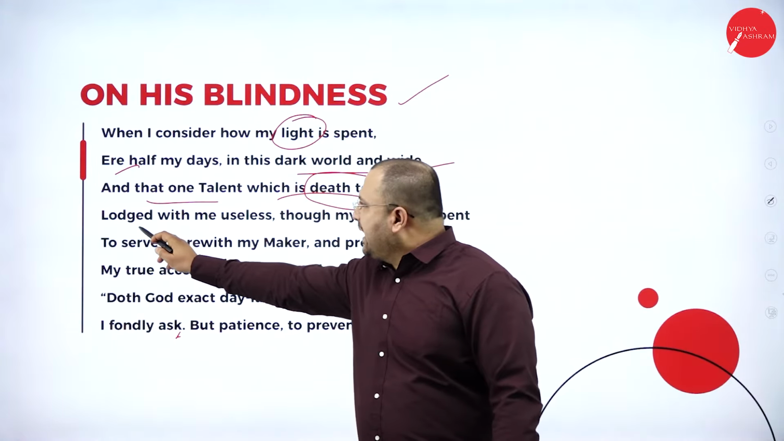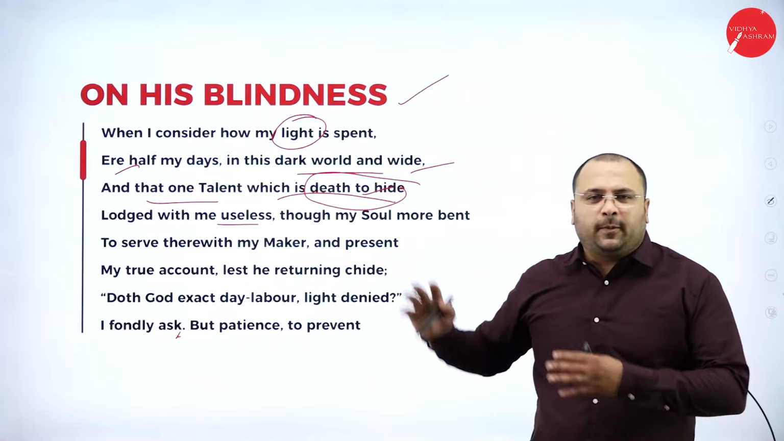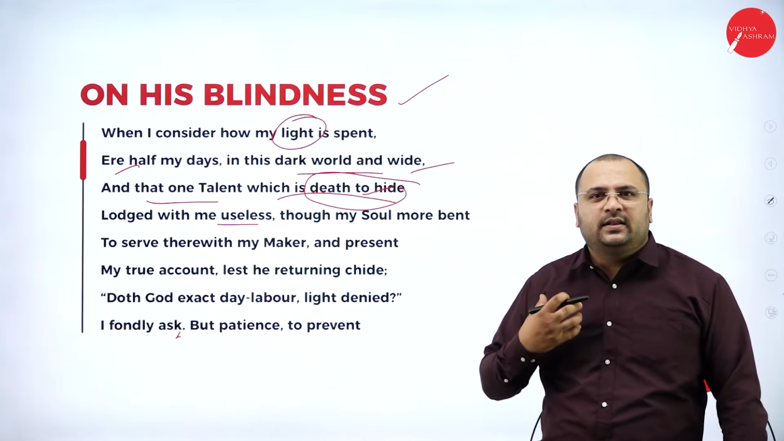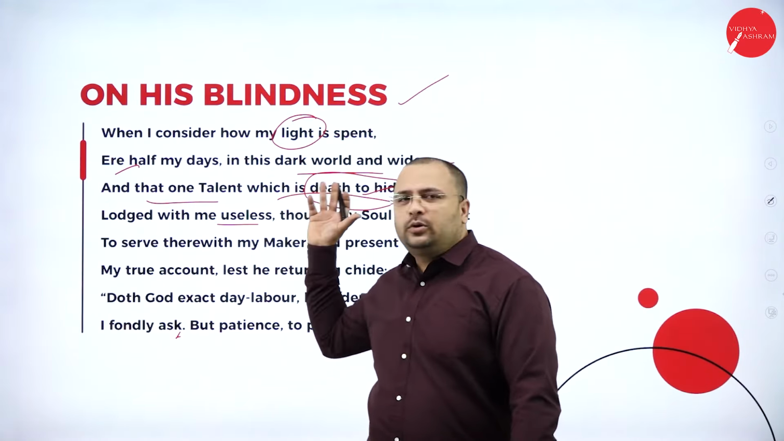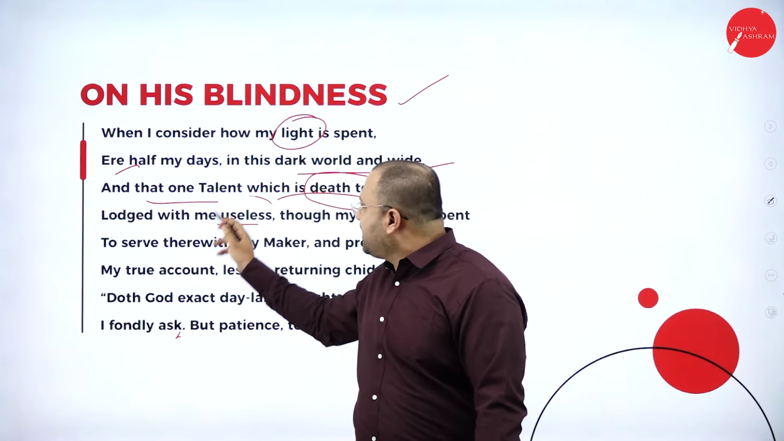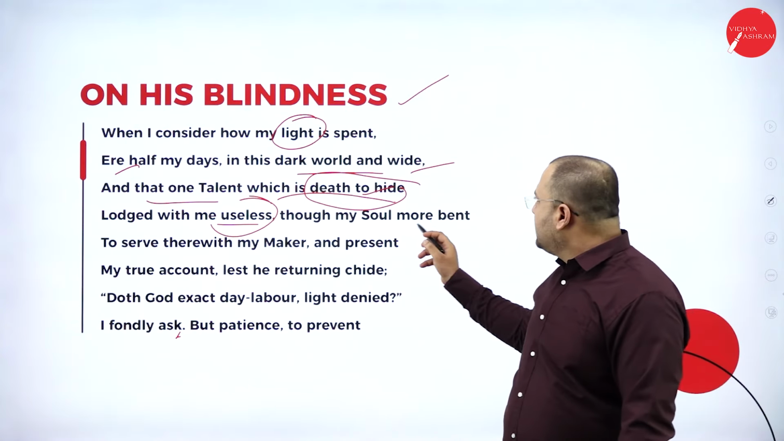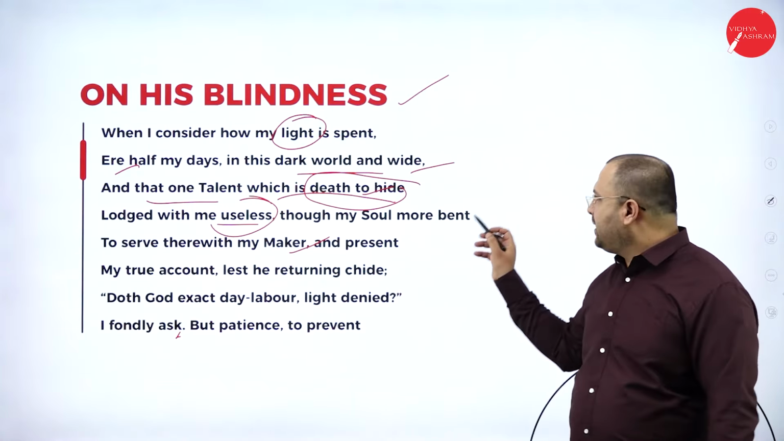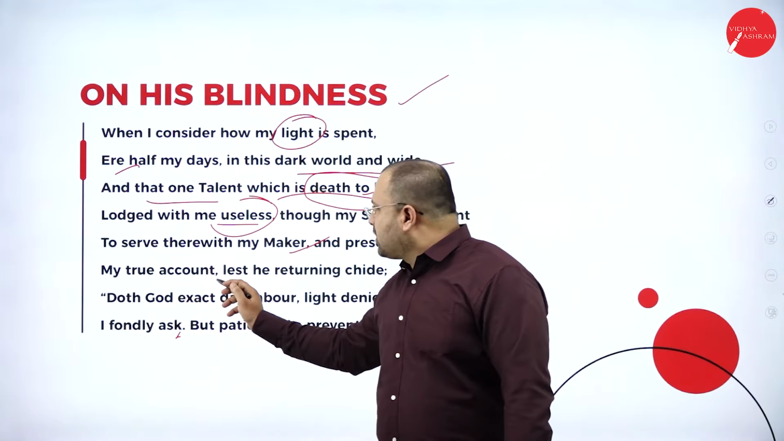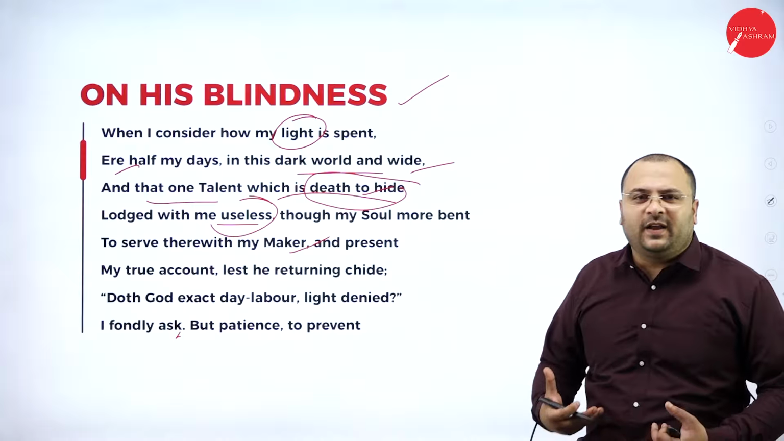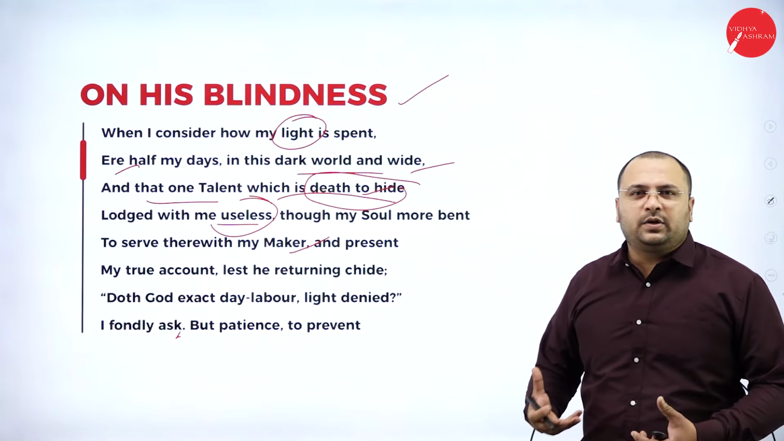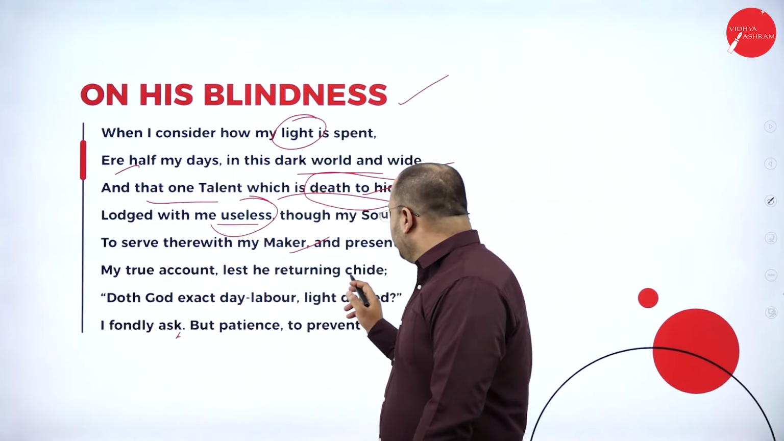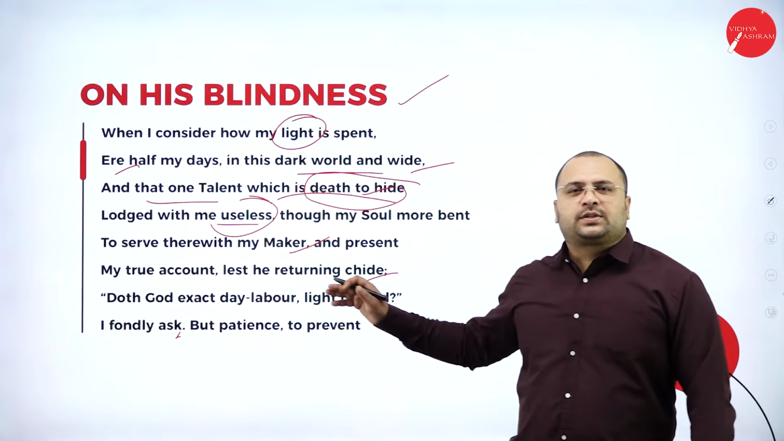He says, and that talent is lodged with me useless right now because the poet is losing his eyesight. He says, I have a talent and I don't want to hide it. If I hid it, then it is like death. But I don't want to do that. I want to use it. But now it has become useless because I'm losing my eyesight. Though my soul is more bent to serve therewith my Maker, though I want to serve my Maker, that is God, and present my true account. I want to present my true account, my thoughts, my feelings to God. I want to use this talent, but it has become useless. Why? Because he was going blind. "Lest he returning chide." And still God wants to scold me, punish me.